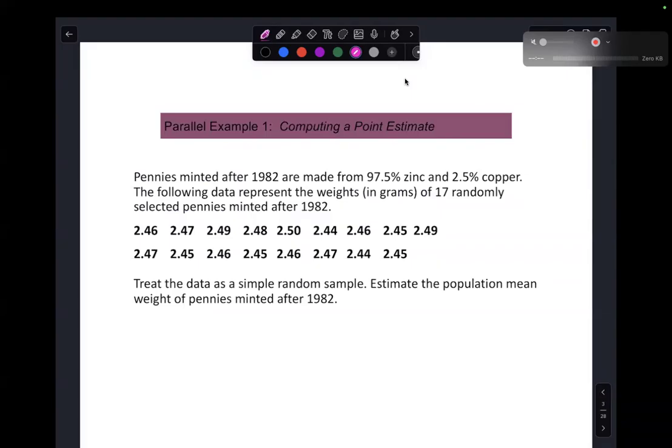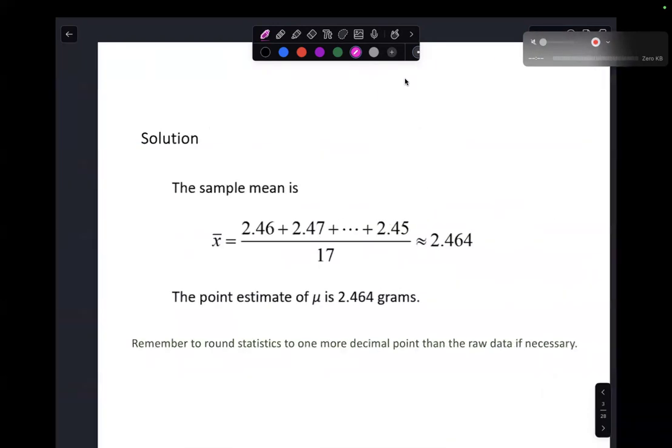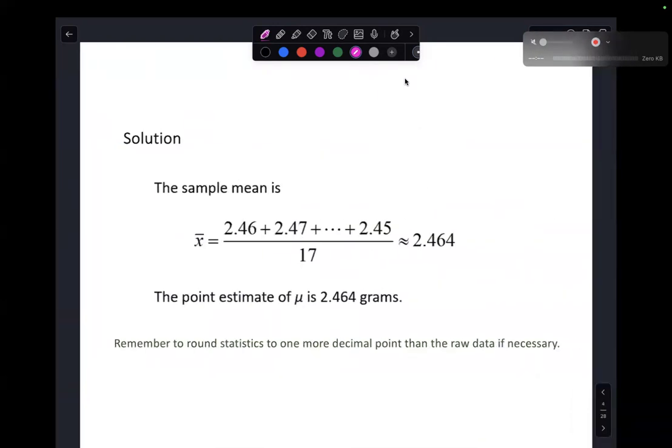So we're going to find our point estimate here. Remember the pennies from before? We're bringing them back. We took a sample of 17 randomly selected pennies minted after 1982. And here are the weights of the pennies. Therefore, our point estimate is just the average weight of all of those, which was 2.464. That's it. Generally, we will round our statistics to one more decimal point than our raw data. So if my raw data has 2 decimals, we'll round to 3. But you don't have to worry about all that because MyOpenMath tells you what to round to.